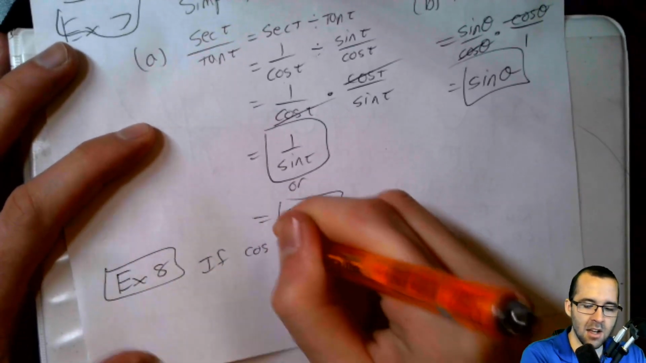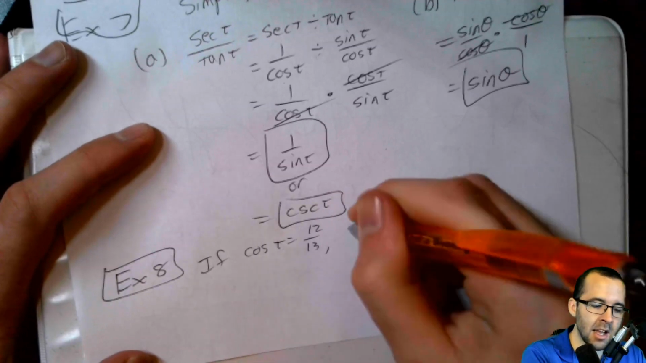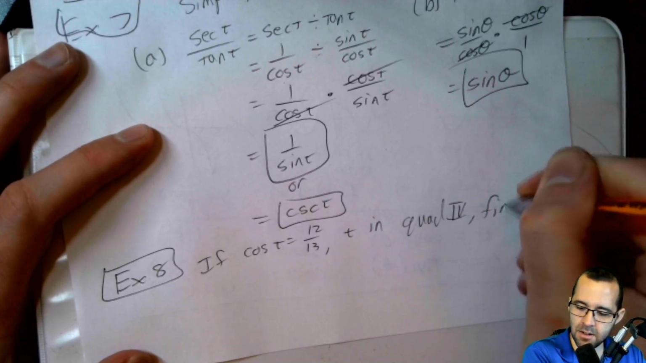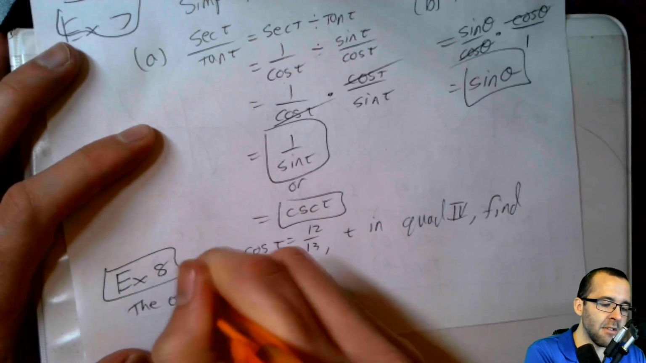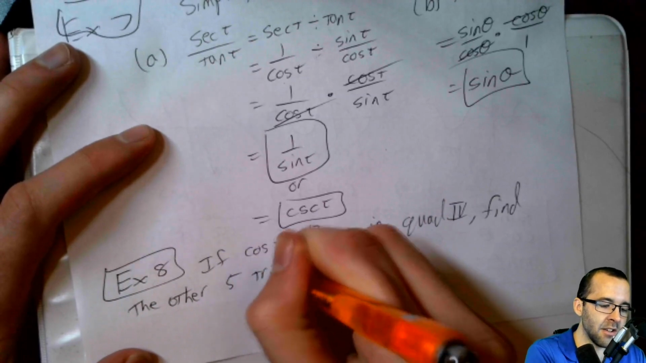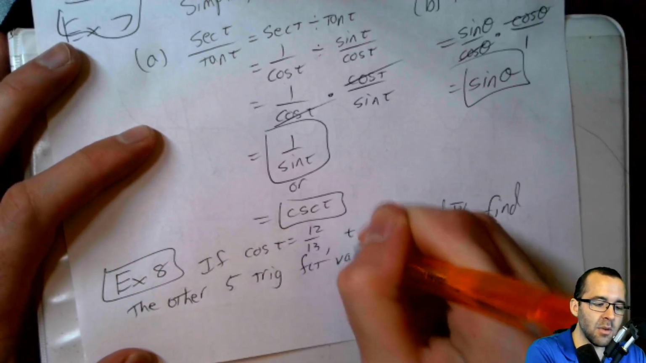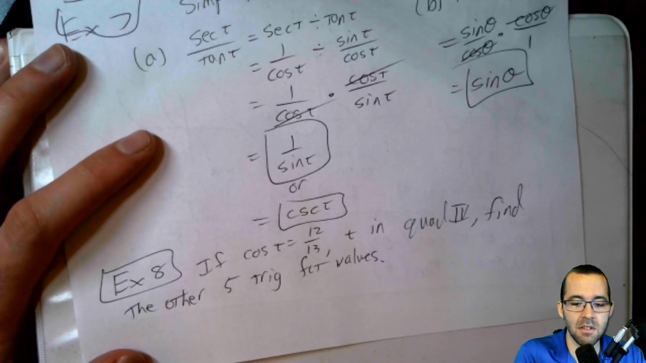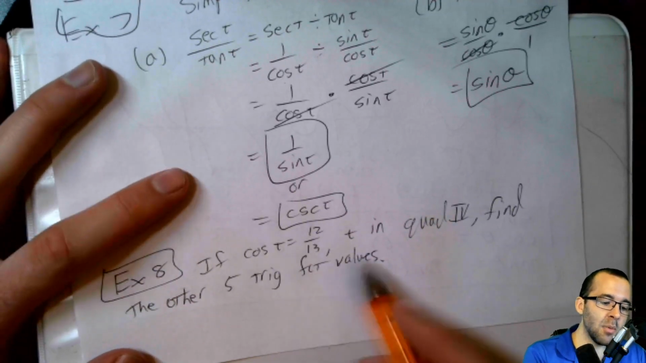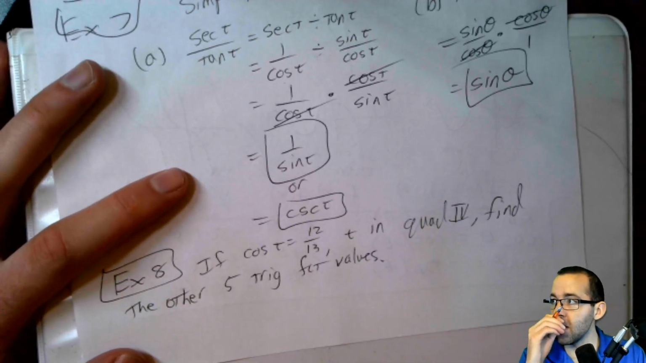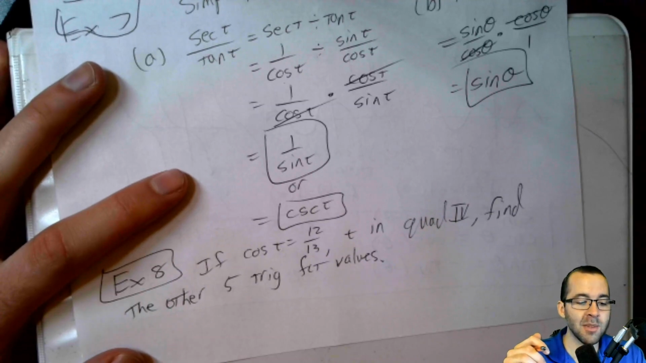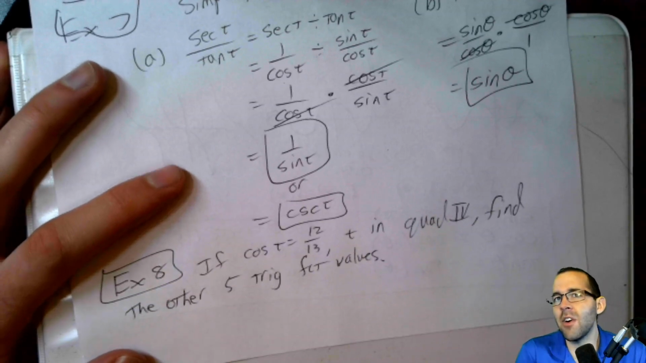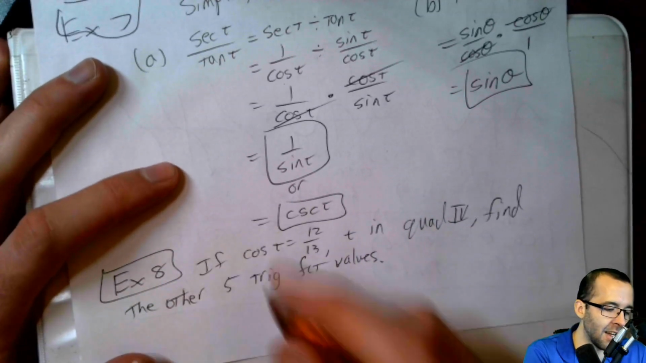If cosine of t equals 12/13 and t is in quadrant 4, find the other 5 trig function values. So yeah, we've already done this. Okay. So let's do it again. A couple ways of doing this. We could use our handy dandy formula. We could draw a picture. There's a lot of things that we can do. Let's just do this the way we've always been doing this. Why do something different if you don't have to?